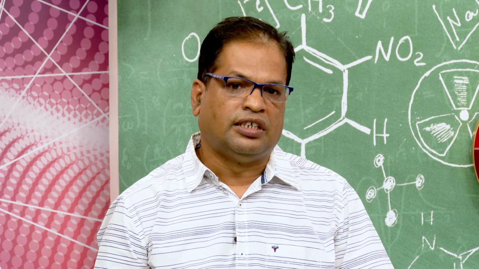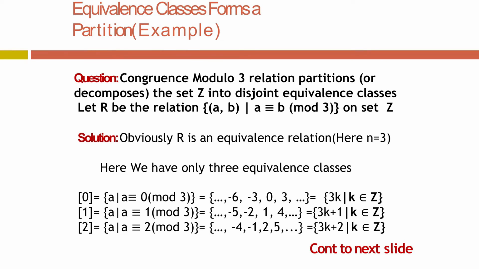Next, equivalence classes form a partition. This is another very important example: any equivalence relation gives rise to equivalence classes, and equivalence classes form a partition. Here the equivalence relation is congruence modulo 3. So, let R be the relation (a, b) such that a is congruent to b mod 3 on the set of integers.